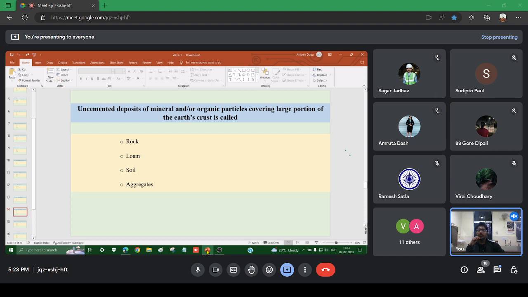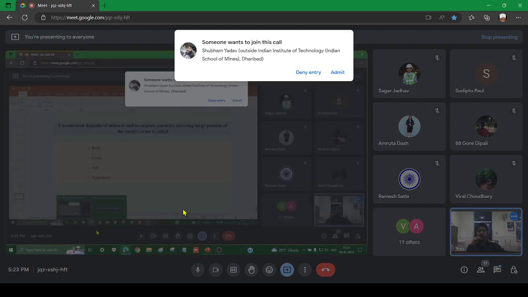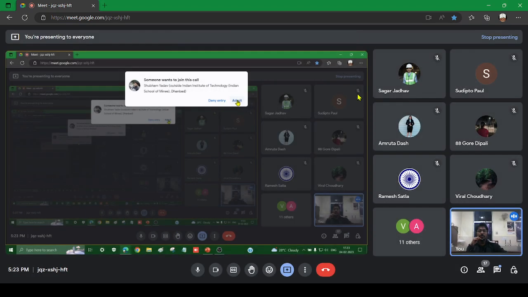I repeat the question. Uncemented deposits of mineral and or organic particles covering large portion of the earth's crust is called. Your options are rock, loam, soil, and aggregates. Many people are joining late.